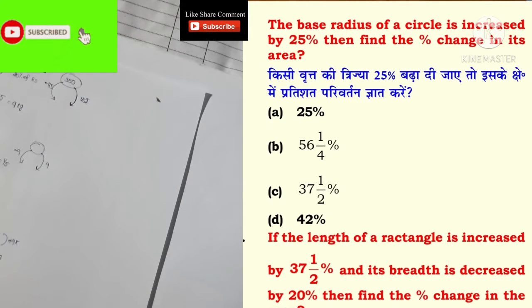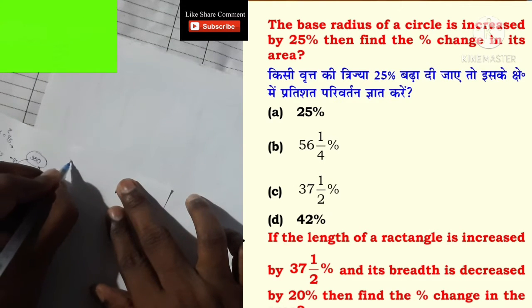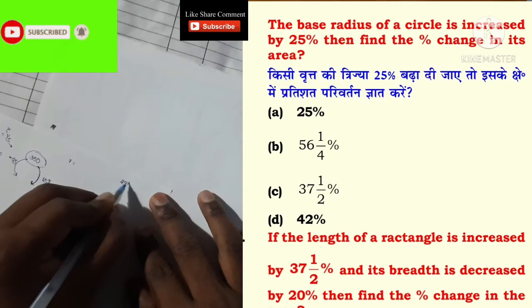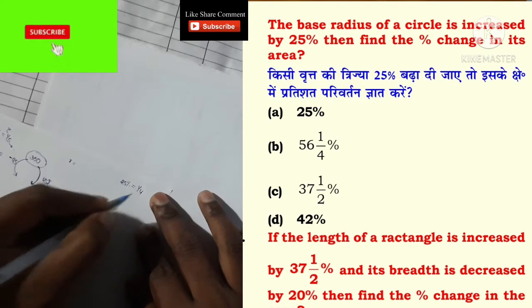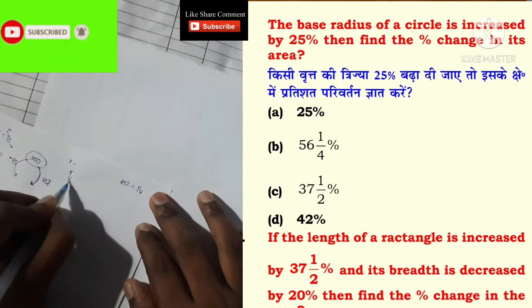So the base radius of a circle is increased by 25%. Then find the percentage change in its area. So radius is increased by 25%. So 25% can be written as 1 by 4. So starting the radius is 4.